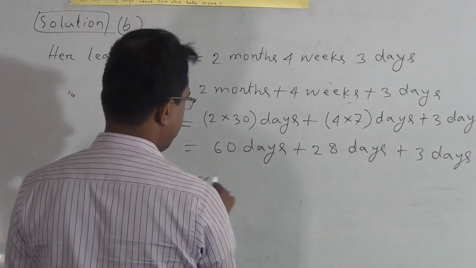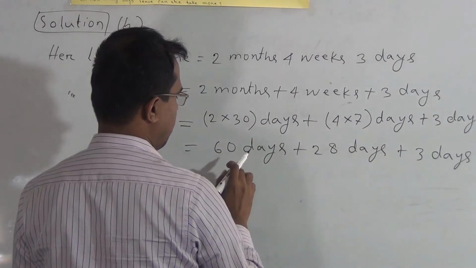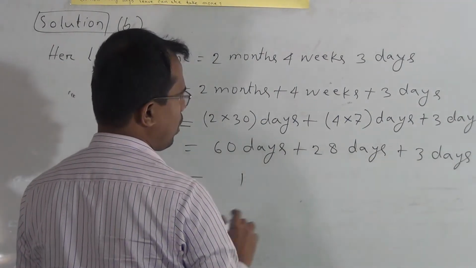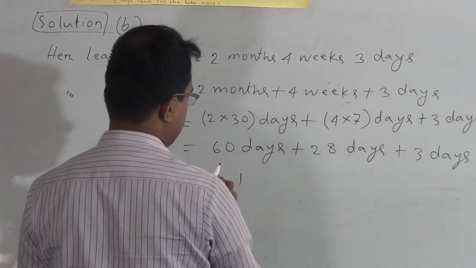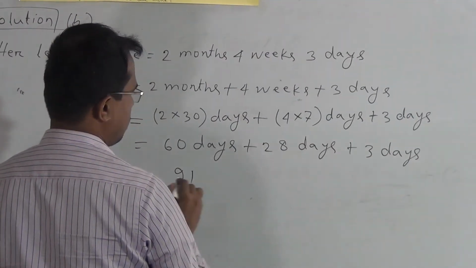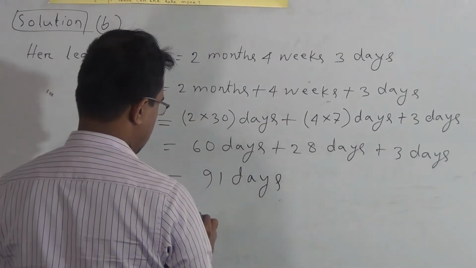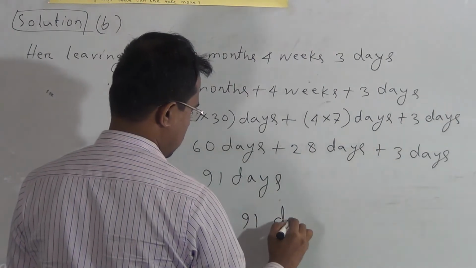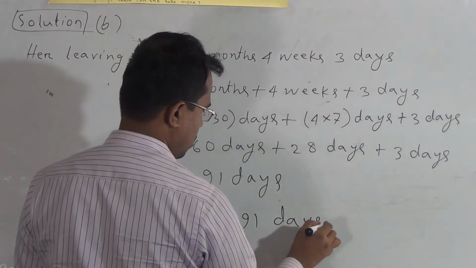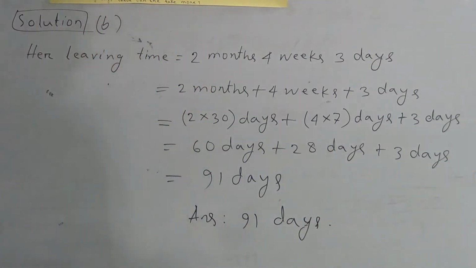Now 3 plus 8 is equal to 11, 11 plus 0 is equal to 11. From 11 we will write 1. Carrying 1 plus 2 is equal to 3 and 3 plus 6 is equal to 9. That means 91 days. Answer: 91 days. Students, we have finished B number question.